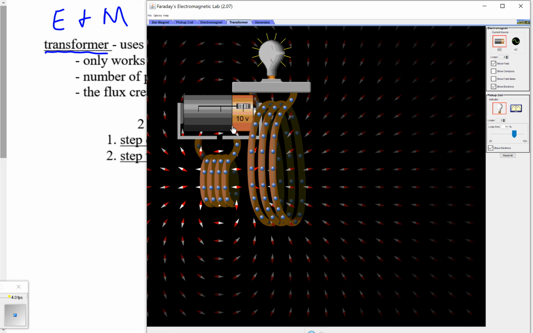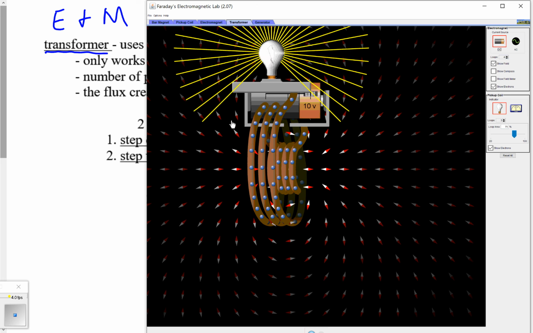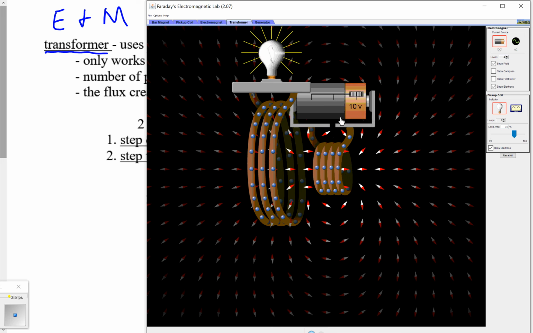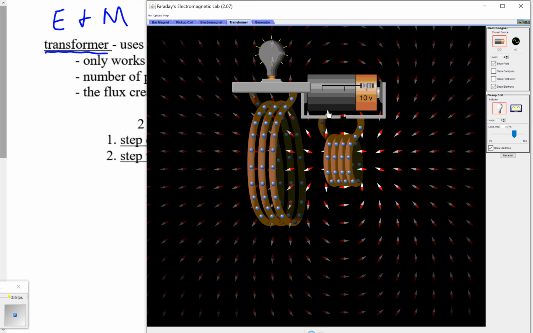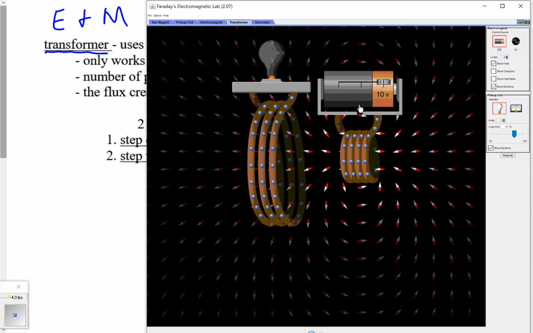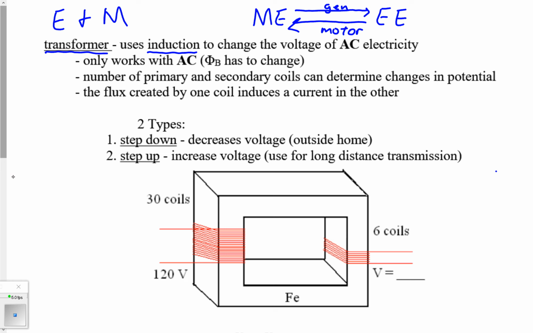But what has to take place? Remember, we've talked about induction before. In order to actually have a potential, you've got to have a changing magnetic field. You've got to have a changing flux. The flux has to change. And if you remember, flux is equal to magnetic field times area. Typically, we change the magnetic field in these problems.